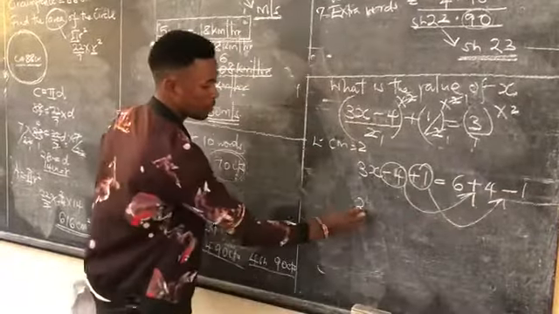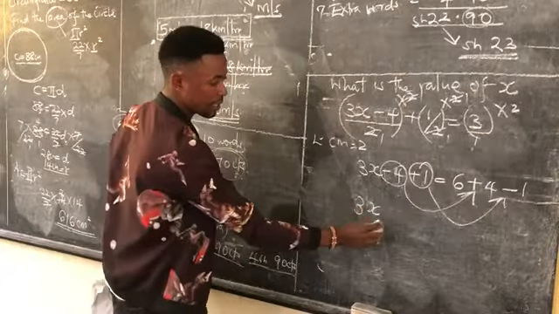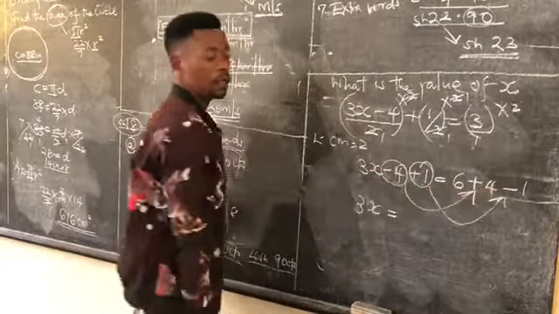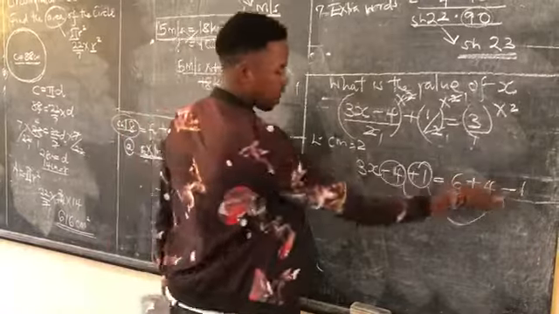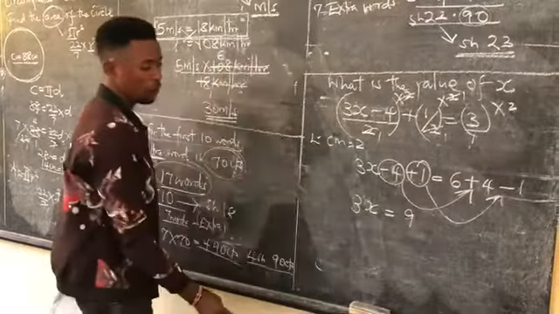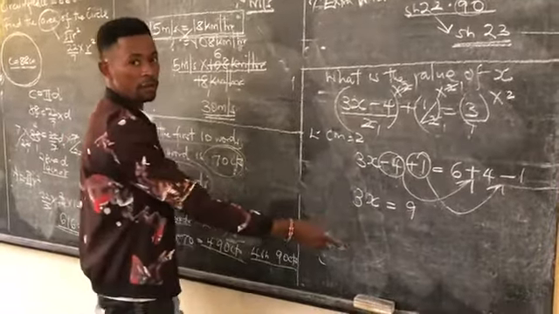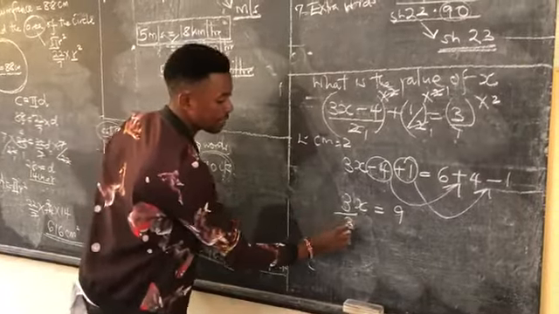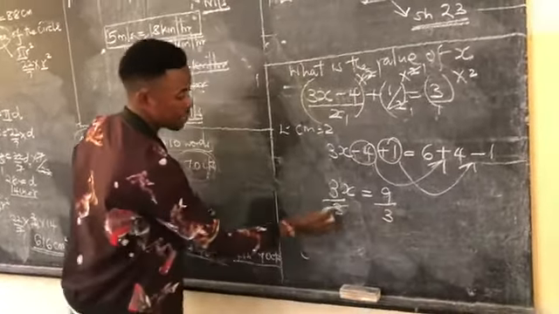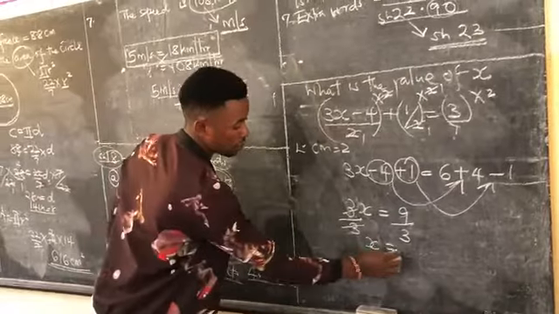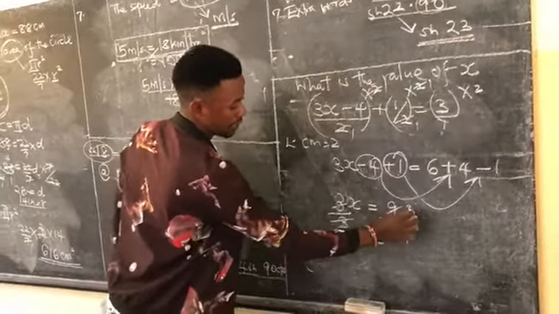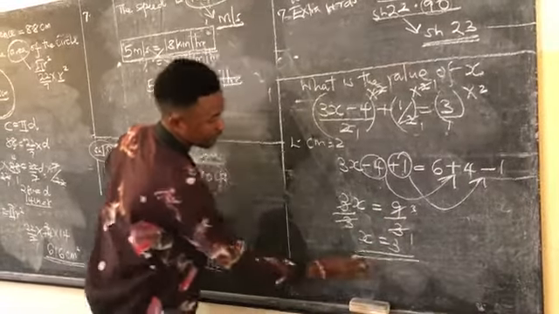So now we can work out 3x on this side is equal to 6 plus 4, that is 10. 10 minus 1, that is 9. So we want to find the value of x, so we divide both sides by 3, and this side also by 3. So the value of x is equal to what? 9 by 3, 3. So the value of x is 3.